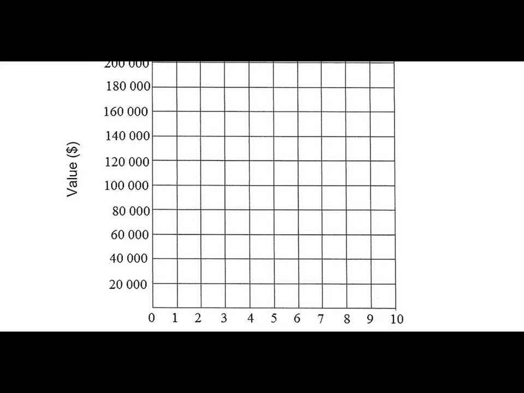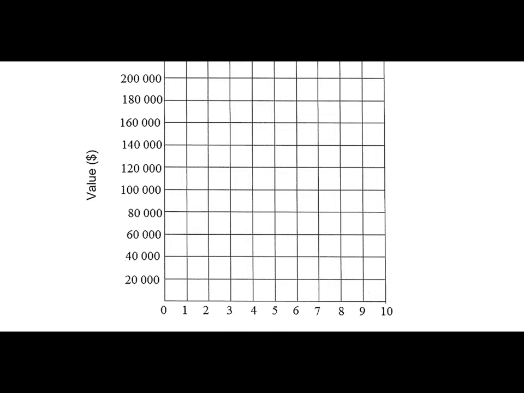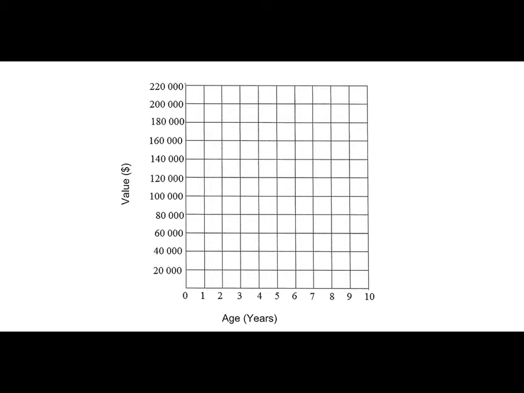So if we scroll down, we have got a graph that we need to fill in. We need to fill in this graph to show the value of the boat over time. What you should do is plot the points that it gives you. So it gives you 200,000 is its starting value. After 1 year, it's worth 180,000. So we've got 1 year at the bottom and then 180,000 at the top. After 2 years, it's worth 160,000 and so on.